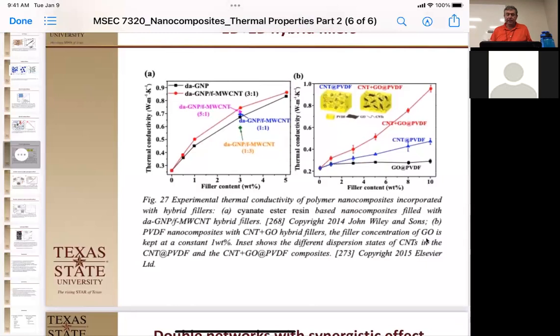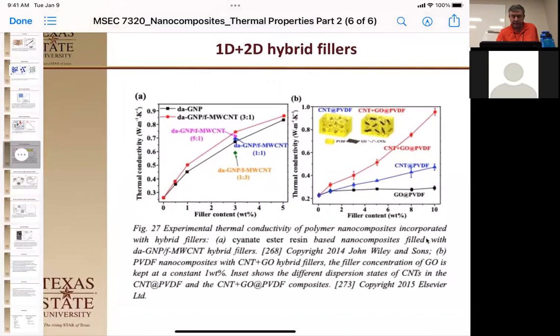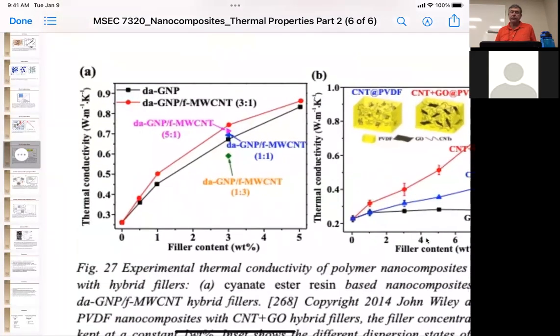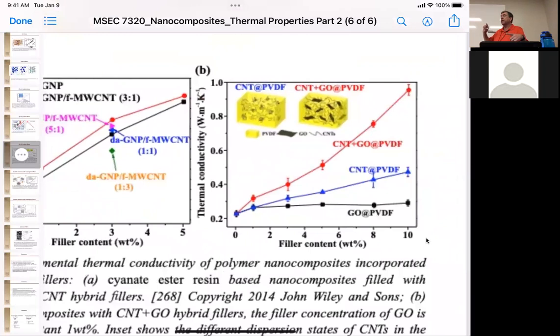Okay, so on this one, we have graphene and multi-walled carbon nanotubes. So it's a 2D and a 1D. And we've seen this before, where just the graphene by itself does okay. Just the nanotubes by themselves do okay. But when you add them together, you get this interconnection. Half the time it's on a nanotube, half the time it's on a nanoplate.